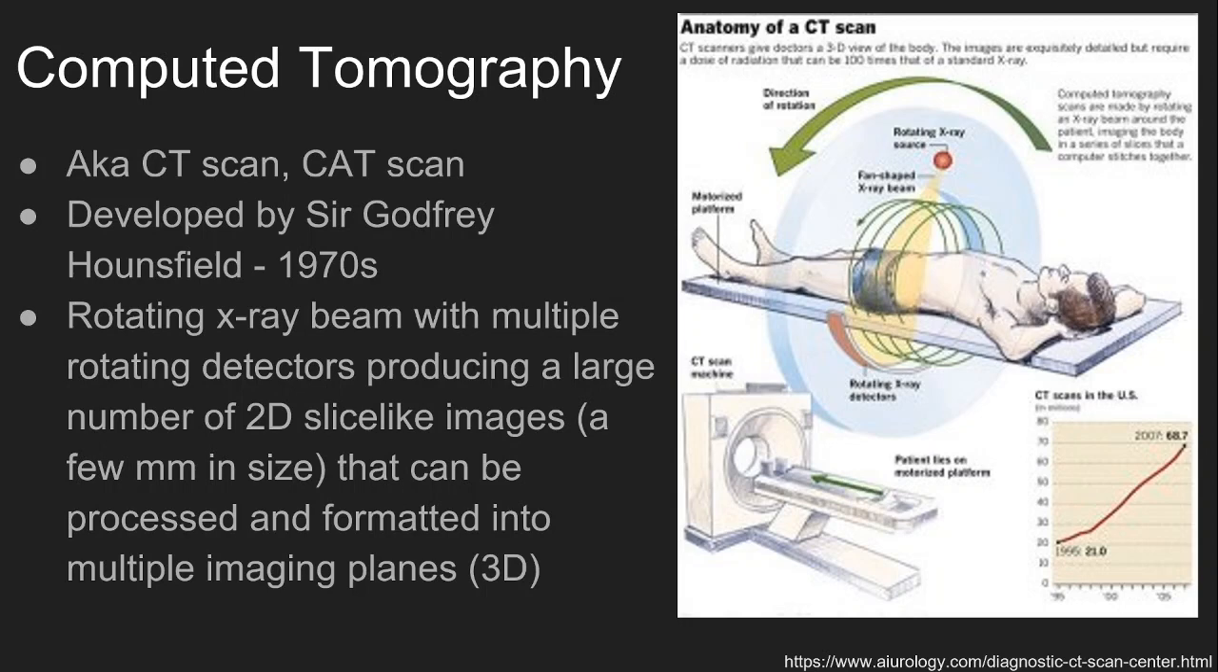This allows us to gather many images a few millimeters in size from all different angles. The final product is a stack of all the individual slices that can be scrolled through from top to bottom, the axial plane, left to right, the sagittal plane, or front to back, the coronal plane. Sir Godfrey Hounsfield went on to win the Nobel Prize for the CT scan in 1979.